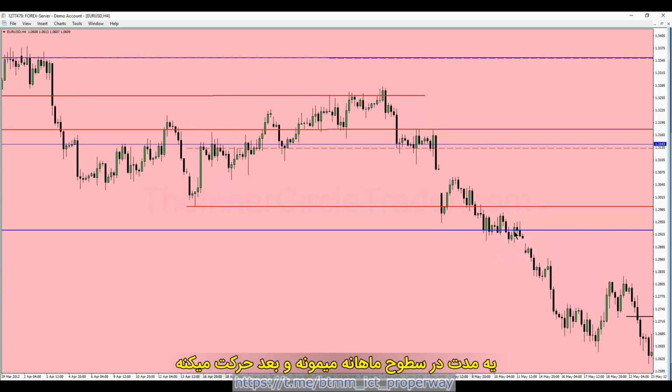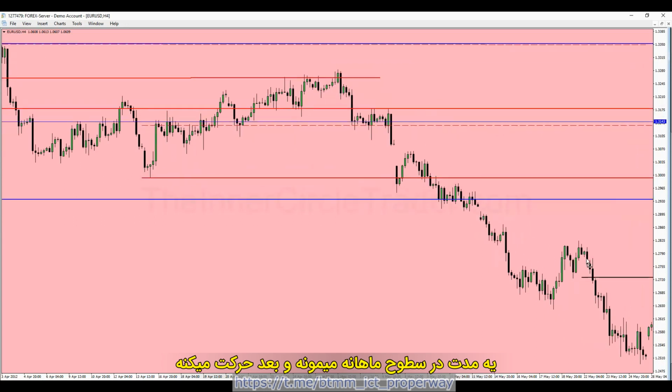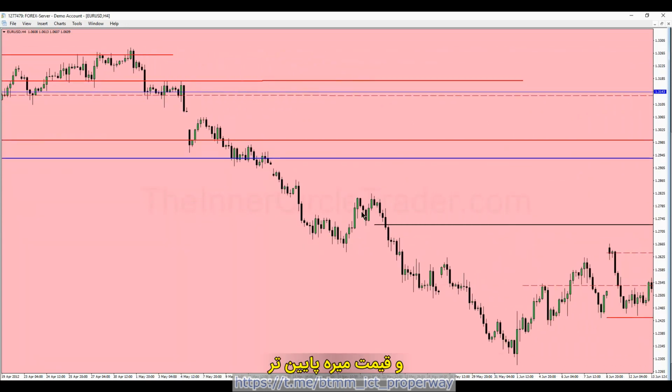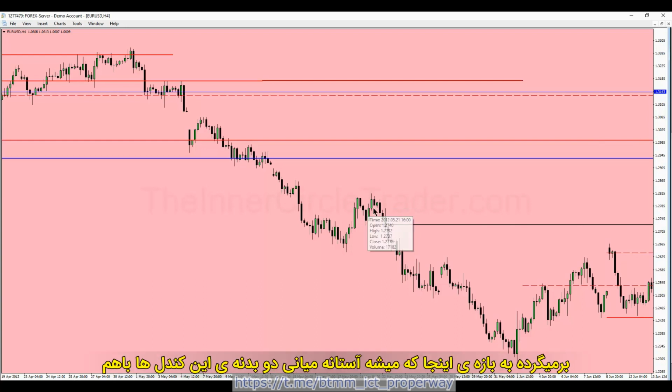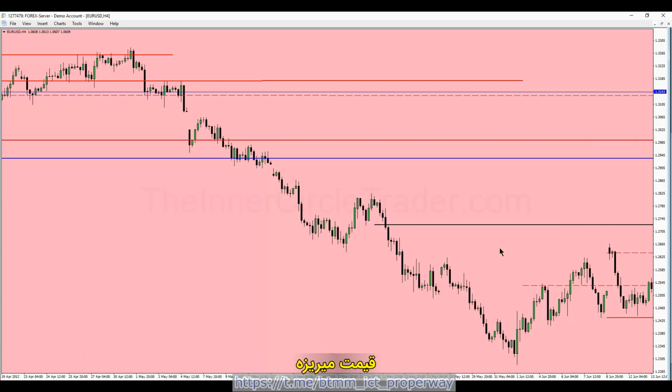Spend some time around a monthly level, then expands away, and price seeks to go lower. Last 2 up candles, right for the down move. This candle becomes a valid break of a bearish order block. Trades back into that range here, mean threshold of both the bodies of these candles together. Price sells off.